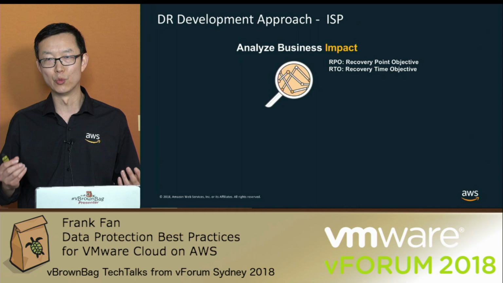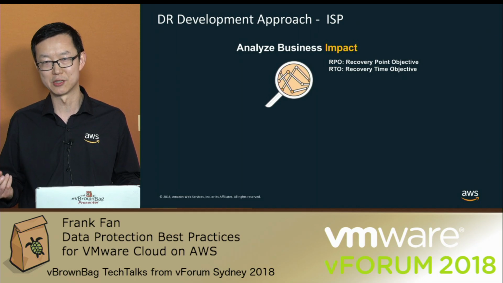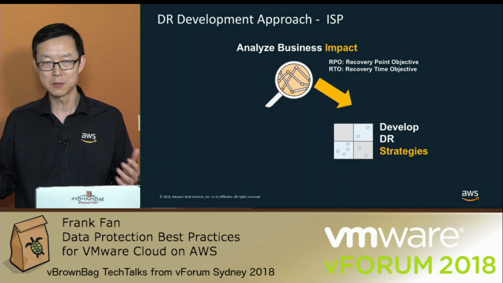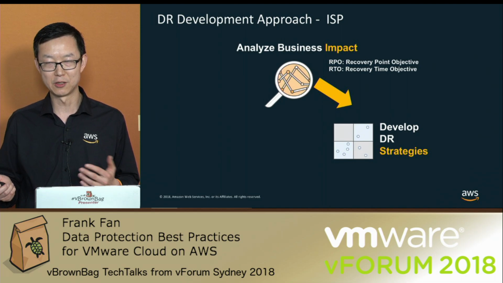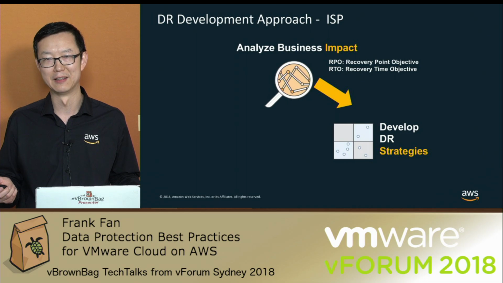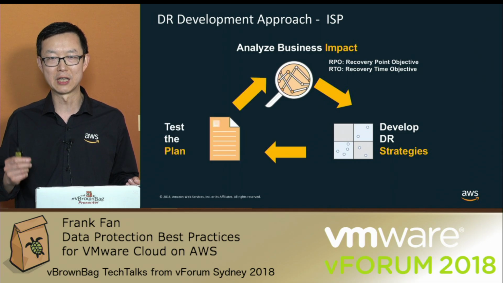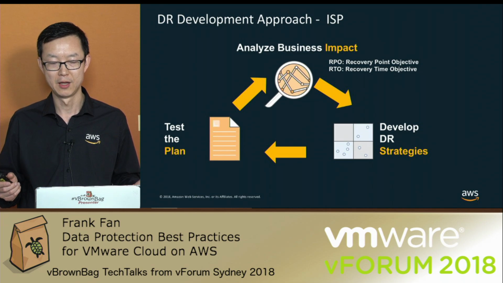Once you get agreement with your business owner, you should come up with a strategy. There's no one size fits all. Perhaps you have multiple strategies to meet different requirements. And last but not least, you need to have a plan. It's not a once-off task. You need to have the plan regularly updated to keep track of the progress of your business requirements, and it's a living document. It's ISP.